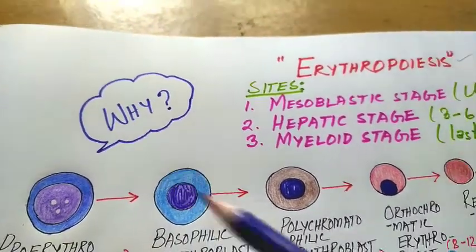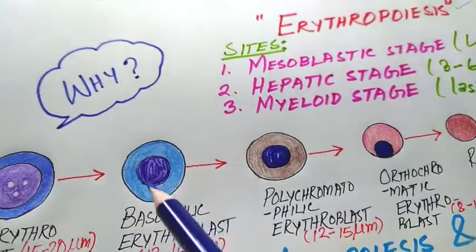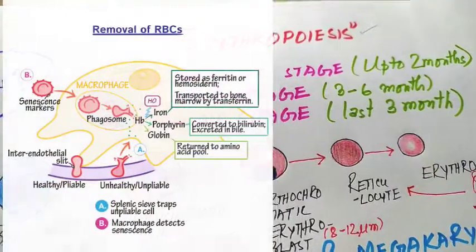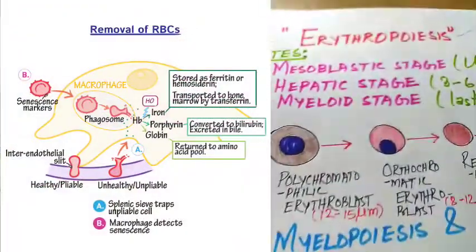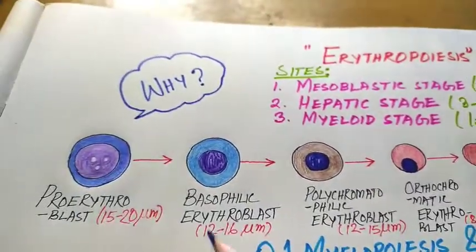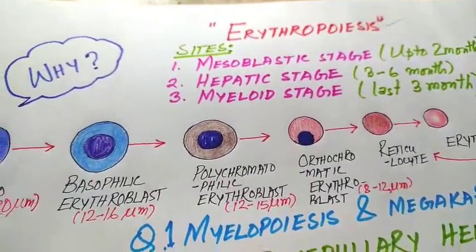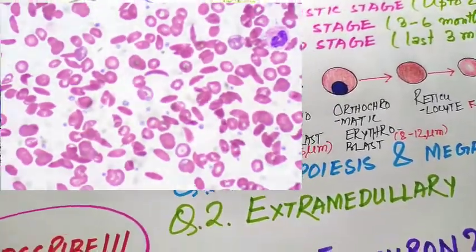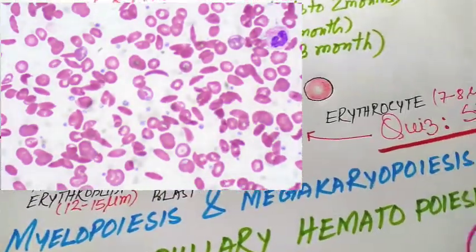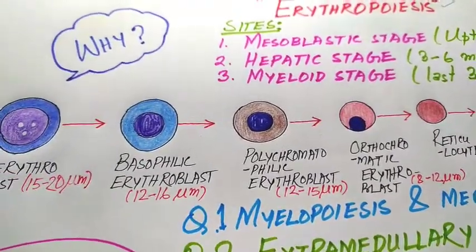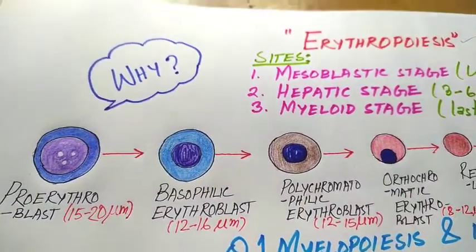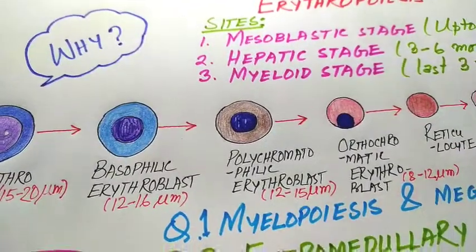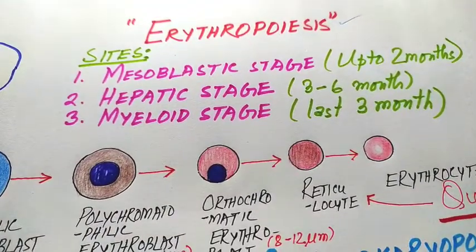Because in our body, in our day-to-day life, the older or the senescent RBCs are getting destroyed in the spleen or in the reticuloendothelial system, and new RBCs are generated every day at a fixed rate. If there is any kind of hemolytic anemia, then this process is also accelerated. So there is a constant production of RBCs, as well as accelerated production in case of hemolytic anemia. Now, what are the sites for erythropoiesis?